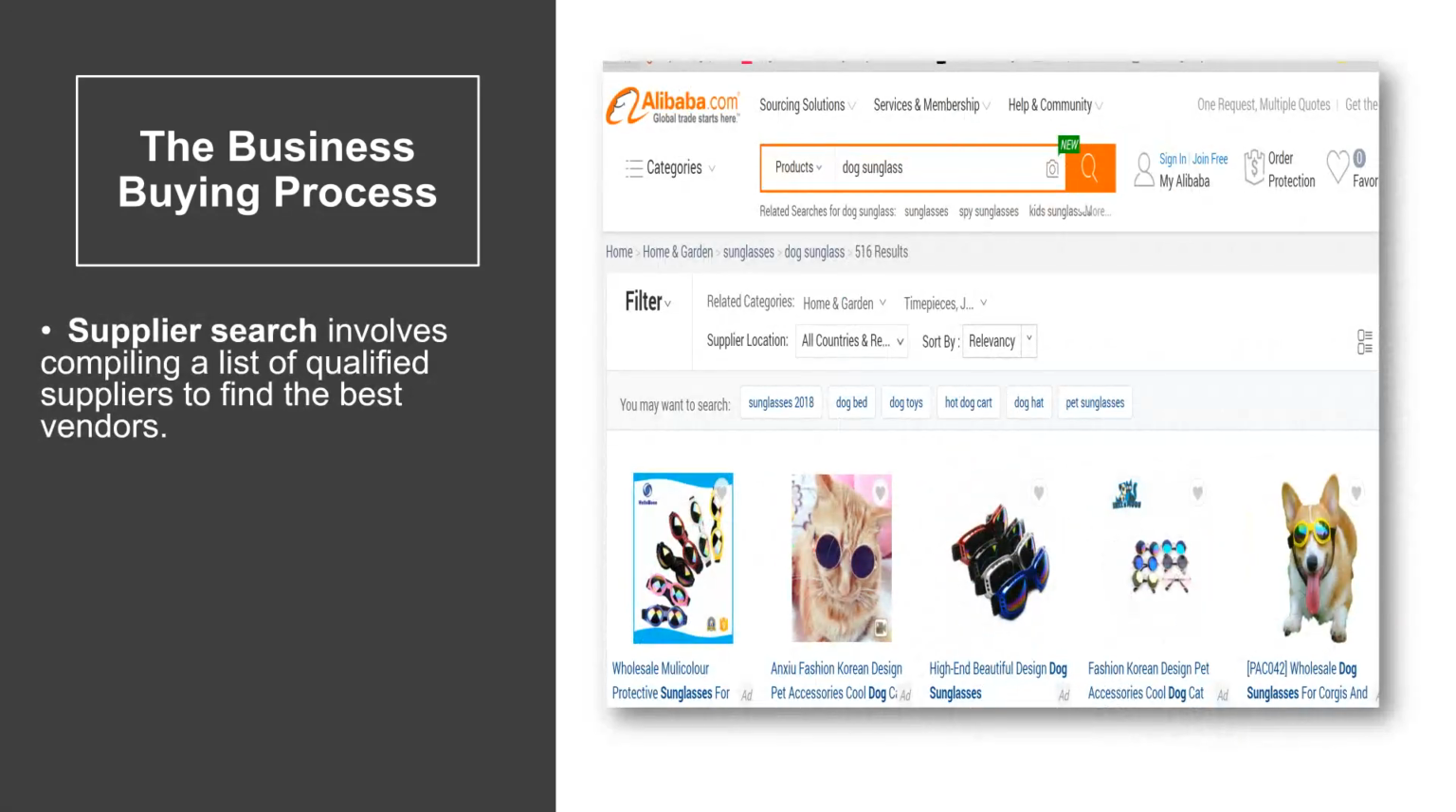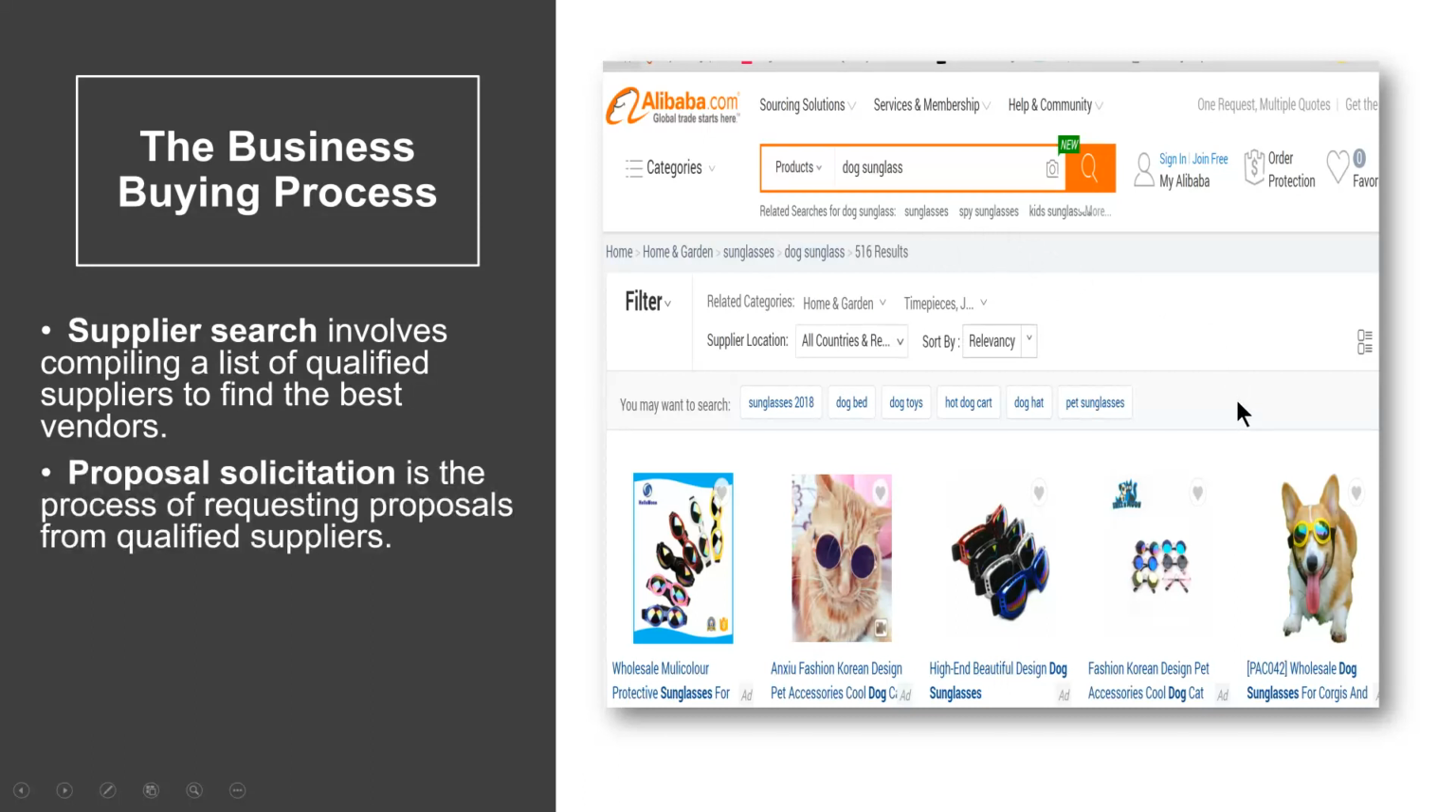So she starts looking for suppliers because obviously she's not going to go and produce it herself. So she goes to Alibaba. Alibaba is an online platform which really allows small businesses to purchase products at a lower cost from anywhere around the world. So she went to Alibaba and found many, many thousands, as a matter of fact, 516 suppliers.